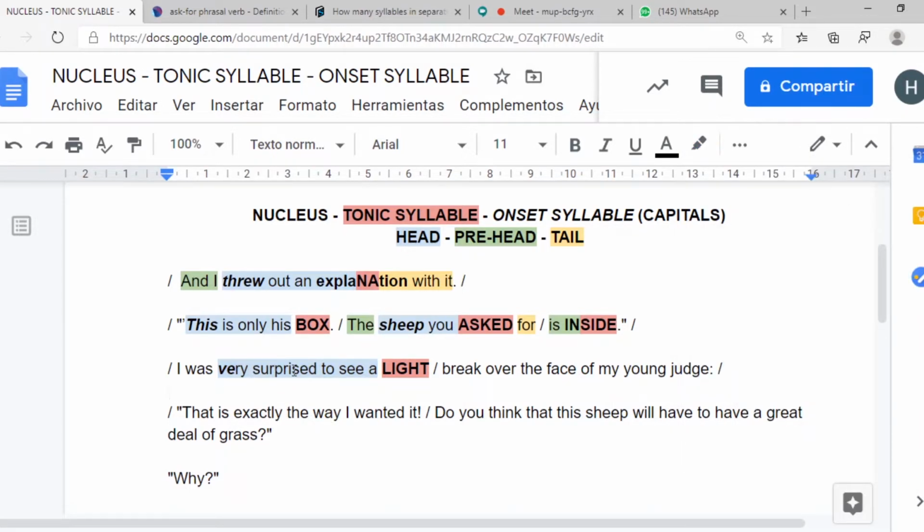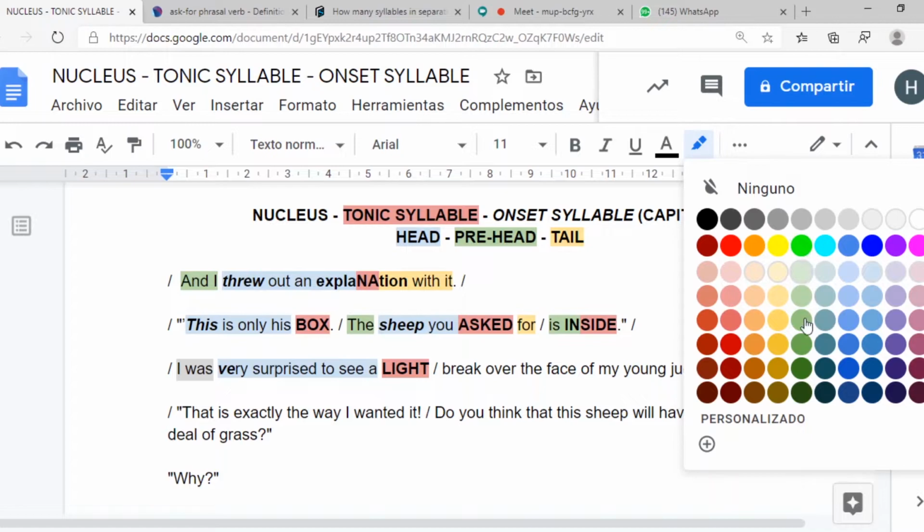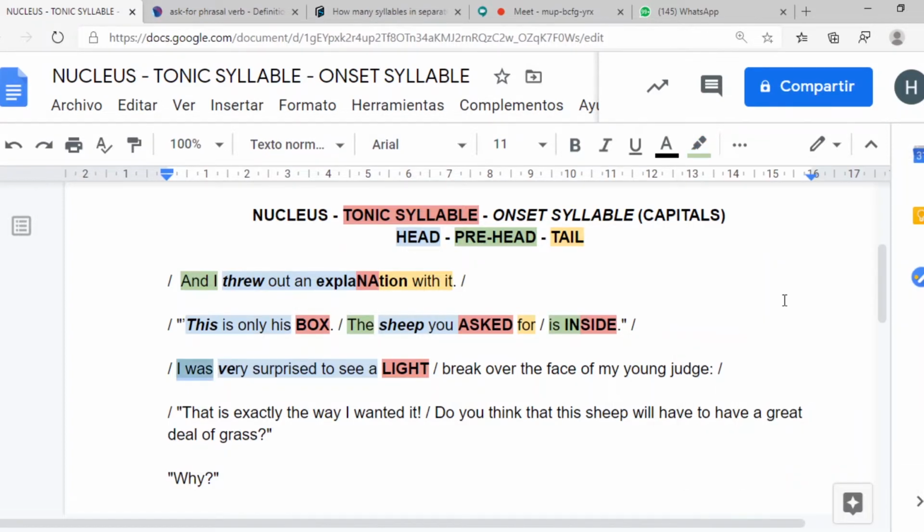the head, and I was is just a prehead, because this is not a content word, it's not stressed, and was, it's a weak word. And I don't have any tail. Then break over the face of my young judge.